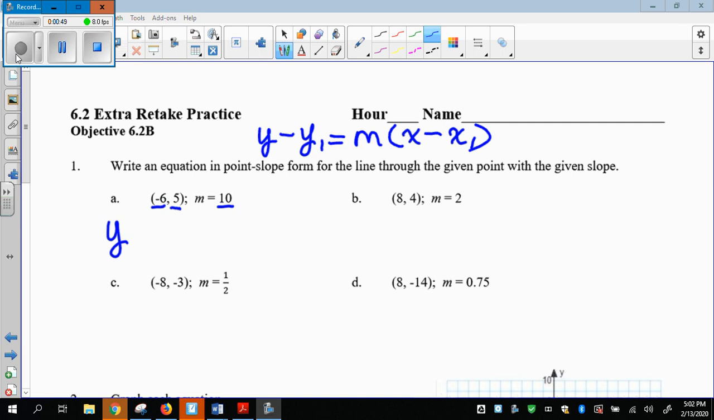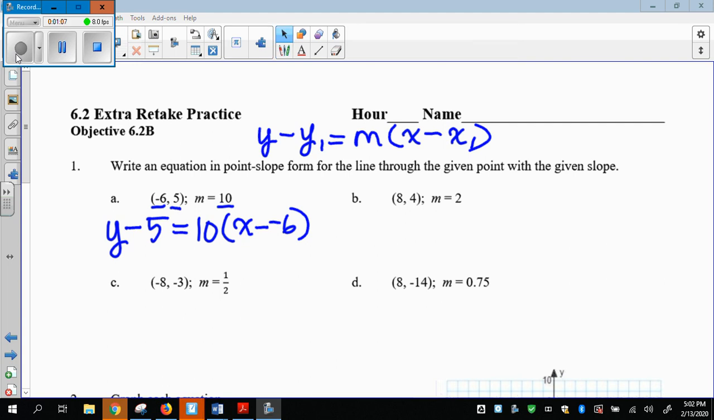And the formula says y minus, and I put my 5 there for y sub 1, equals the slope, which is 10. And then x minus, my x sub 1 is -6. So I'm going to write it like that. Now, if you prefer to write your equation a little simpler, you can change that minus -6 into +6. And it looks a little nicer then. And that's all you have to do.